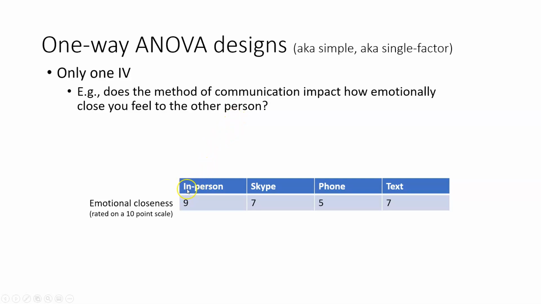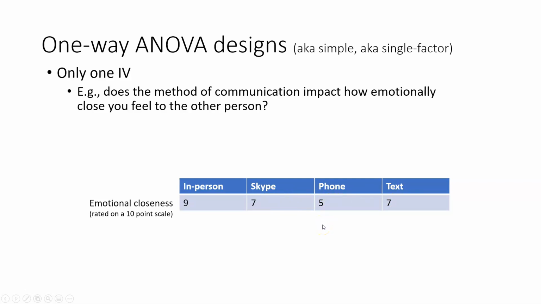You might communicate with them in an experiment using one of four conditions, either in person or over Skype or over the phone or over text. And you can rate your emotional closeness to that person on a 10-point scale. And so in each of those conditions, we might compute a mean across multiple people, and we would say the people who talked in person felt very close, Skype less close but still reasonably close, phone less close but text more close than talking over the phone.